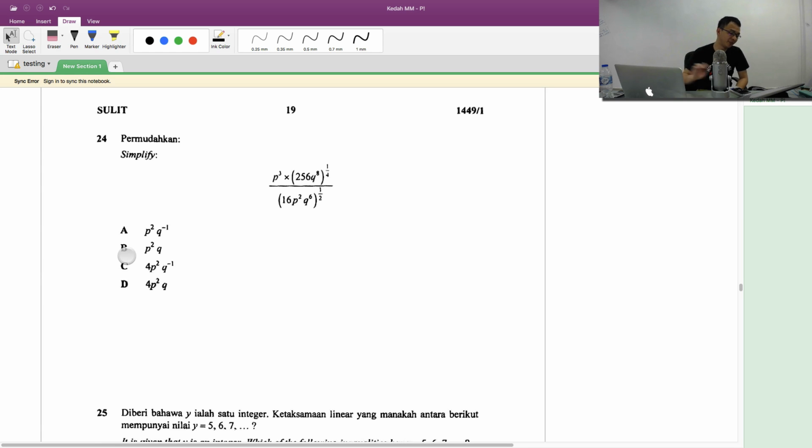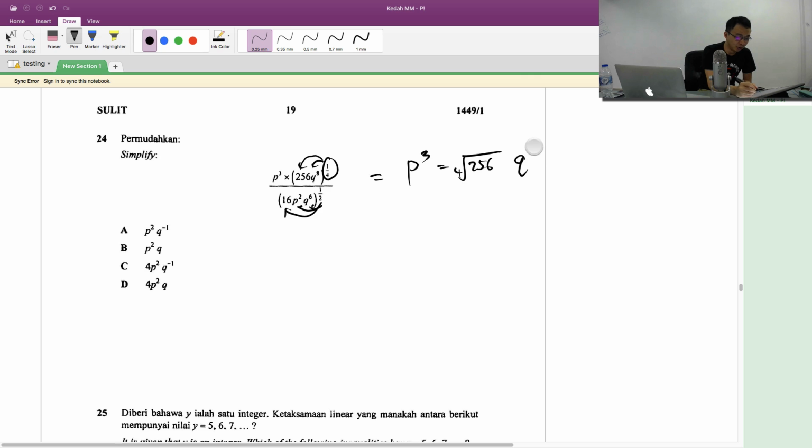Okay, basically you need to simplify this one. In order to simplify, you have to understand that power 1 over 4 has to be multiplied for both. Same thing, power 1 over 2 has to be multiplied for all 3 terms at the bottom. So I will do it: P to the power of 3, and this one is the 4th root of 256. Q to the power of 8 multiplied by 1 over 4 is 2. Then we do the same thing here. Half is the square root of 16, and then P to the power of 2 multiplied by half is 1, Q to the power of 6 multiplied by half is 3.